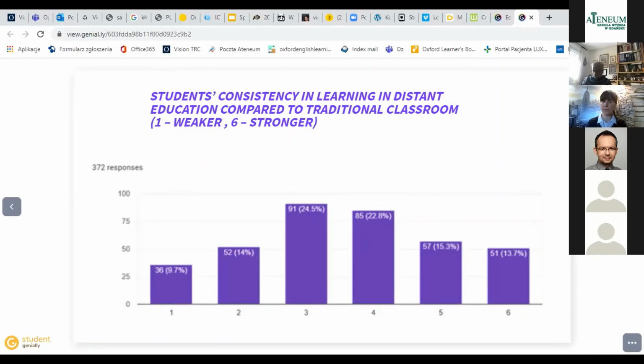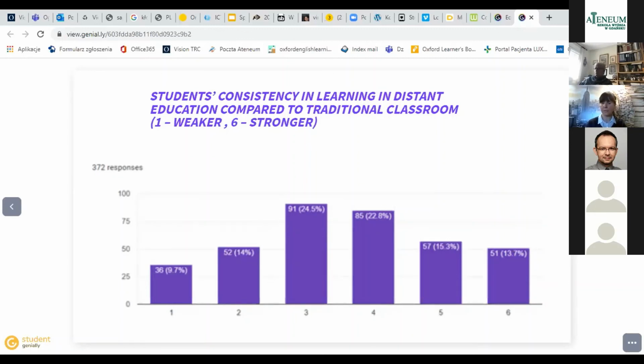The good piece of information, and the field where distant education looks really successful, is the level of students' consistency in learning. 10% again say that their consistency level was lower, that it was more difficult for them to do the tasks on time, but we've got almost 14% of research participants who say that it was easier for them to do tasks on time.